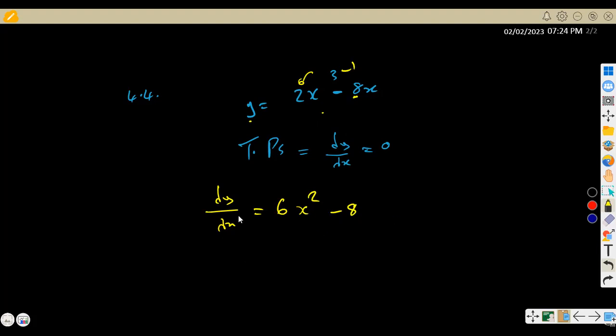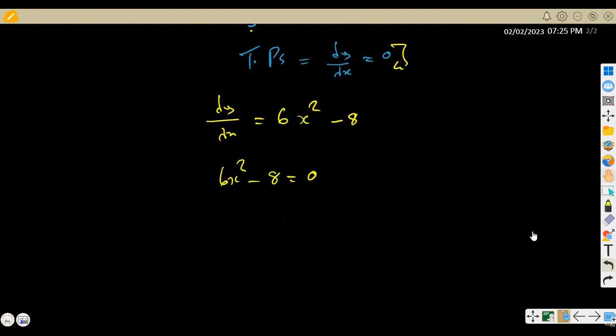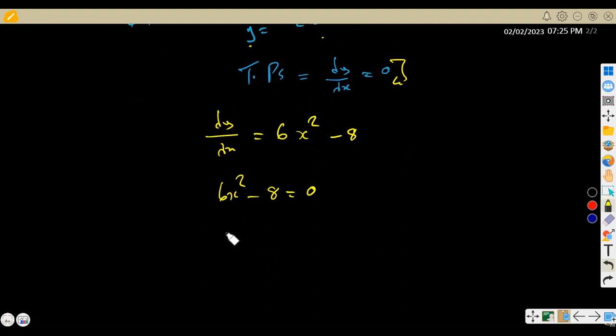Okay, so this is what we are having from the first derivative, but we are saying at any turning point, this must be equal to 0. So you're going to equate 6x squared minus 8 to 0. So you can solve for x in this case. What are the values of x that you're going to have? So 6x squared, we can transpose minus 8 to the other side, which is going to be positive 8, divide by 6 both sides, so that we can have the values of x.